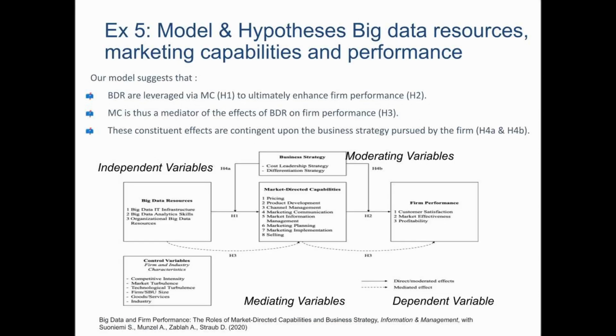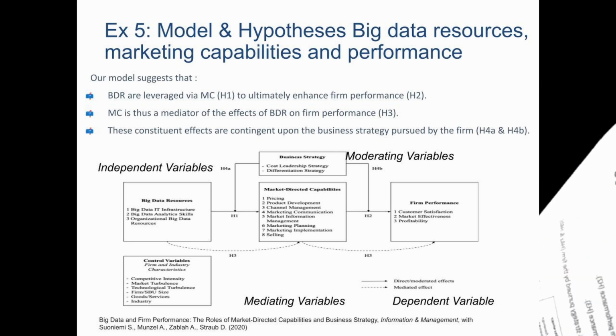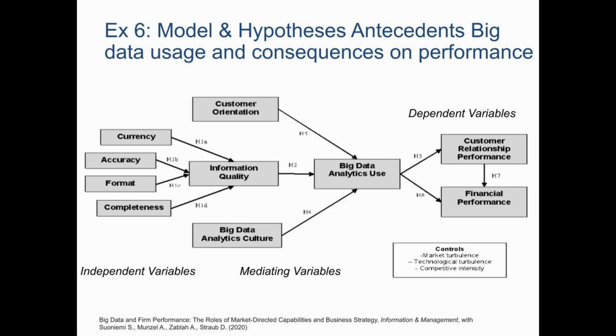Another example is this one. So we have big data resources as independent variables, which influence market-directed capabilities as mediating variables, which subsequently influence the dependent variable firm performance, namely customer satisfaction and profitability. And there's one moderating variable, which is the business strategy, namely differentiation versus cost domination, according to the framework of Michael Porter. Or here we have independent variables, data accuracy, format, and completeness, influencing the mediating variable, information quality, subsequently big data analytics use, and the dependent variables are customer relationship performance and financial performance.